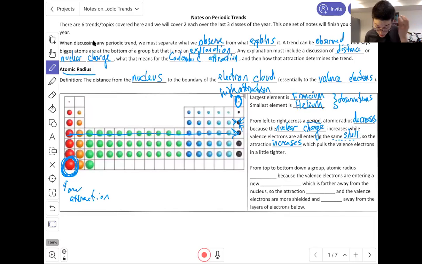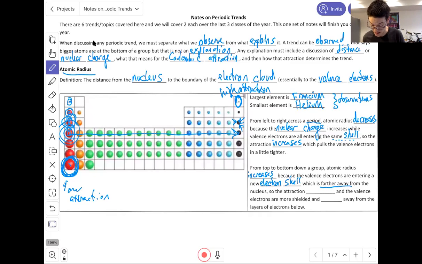Now, top to bottom down a group is much easier to explain. If I compare hydrogen up here to francium down here, clearly my atomic radius is increasing. And there is a very simple explanation. All of my valence electrons are going into a new electron shell. I have one little shell here, two here, three here, four here, et cetera. I get bigger and bigger. Every time I add a new shell, that shell is farther away from the nucleus. So farther away means more distance.